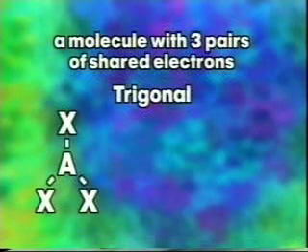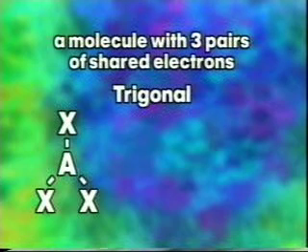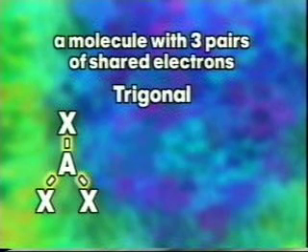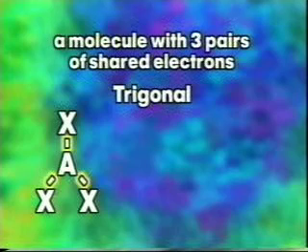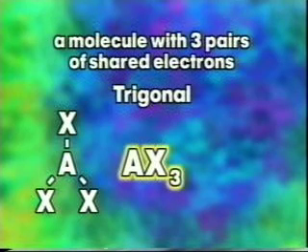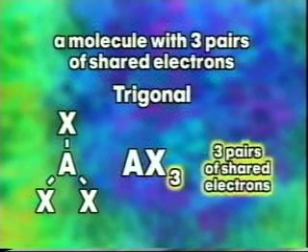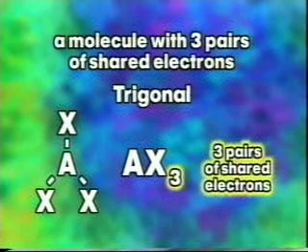And here's a picture of what the VSEPR theory says it looks like. Trigonal molecules, those that have 3 pairs of shared electrons, are represented by the notation AX sub 3. The sub 3 tells you that the molecule has 3 pairs of shared electrons.